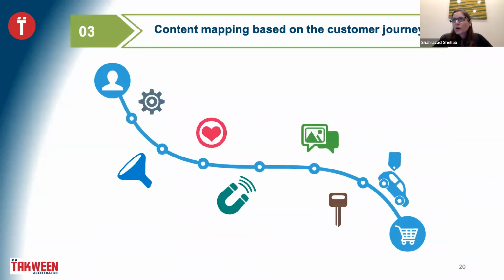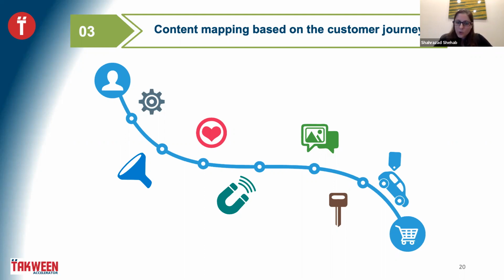Now let's move on and talk about content mapping based on the customer or buyer journey. But first, I would like to clarify what a customer journey is, then we will move on to talk about the stages. A customer journey map is a visual representation of the process a customer or prospect goes through to achieve a goal with your company. And the goal could be making a purchase, signing up for a newsletter, joining a loyalty program, or anything in between.